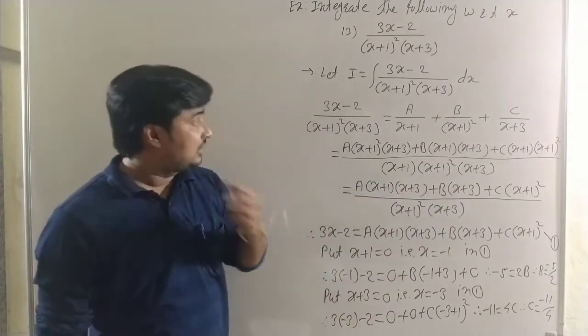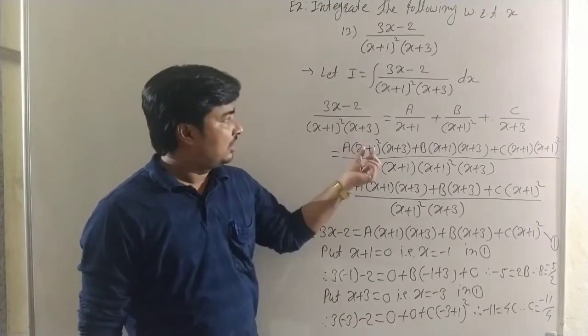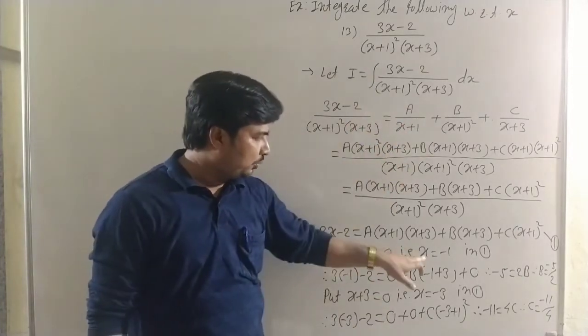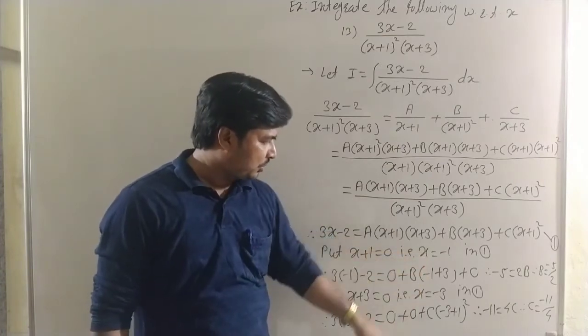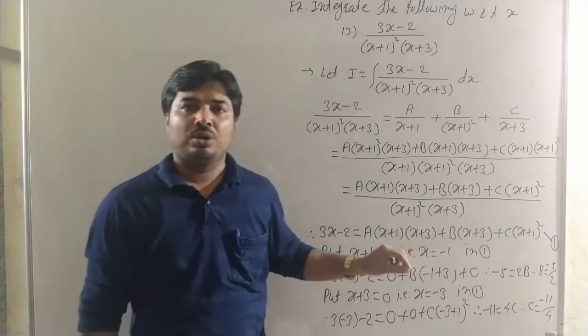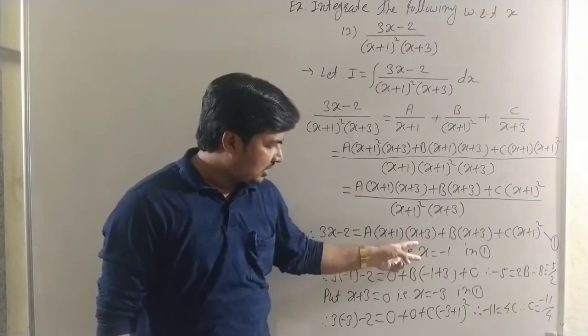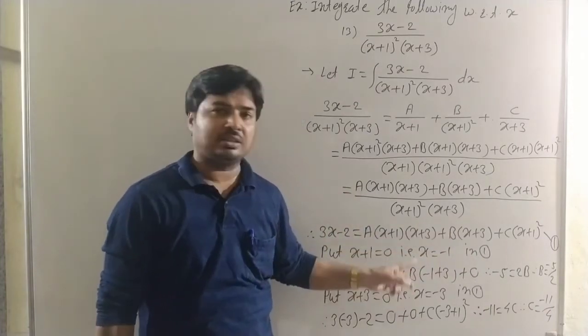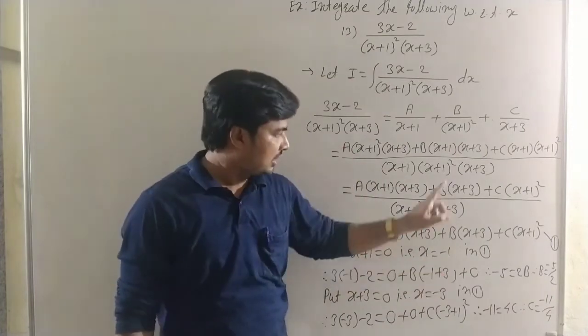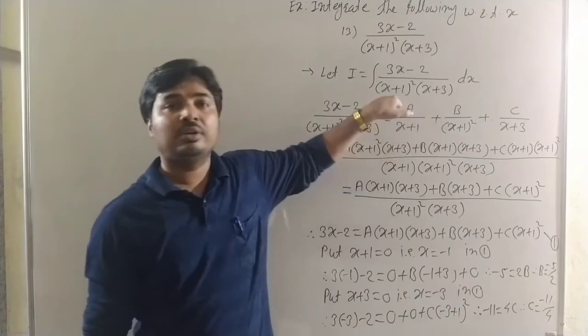Okay, now the third factor is here, repeated. So the third value: when we put x is equal to minus 1, we get b. When we put x is equal to minus 3, we get c. Now the value of x is minus 1 and minus 3. We put the third value to find the third constant. We want to find the value of a.